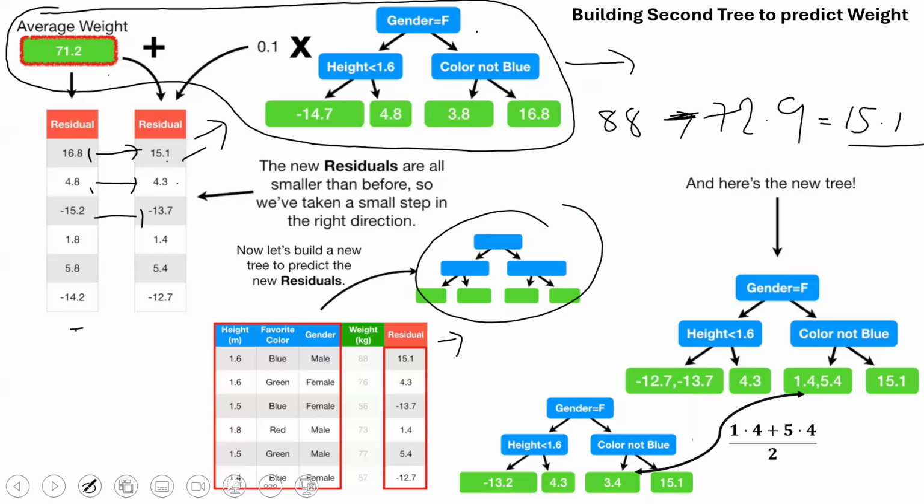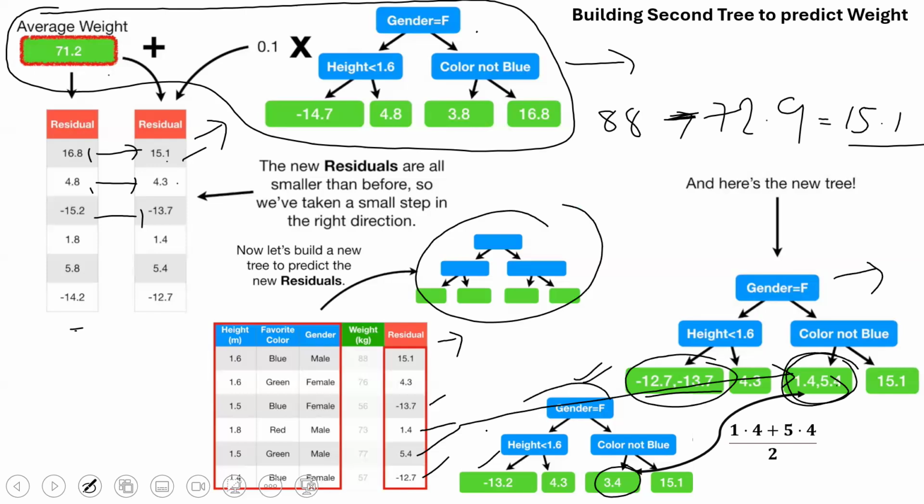Okay, now again we come up with a new tree to predict these residuals, and these two residuals, 12.7 and minus 13.7, fall at the single node. So we take the average of both of them. It comes down to minus 13.2. Then 1.4 and 5.4, these two fall in this particular leaf. So you take the average of these two, it comes down to 3.4. So the new tree will be this one. Okay, this is the second tree constructed by taking the errors made by the previous tree. Residuals are nothing but the errors.